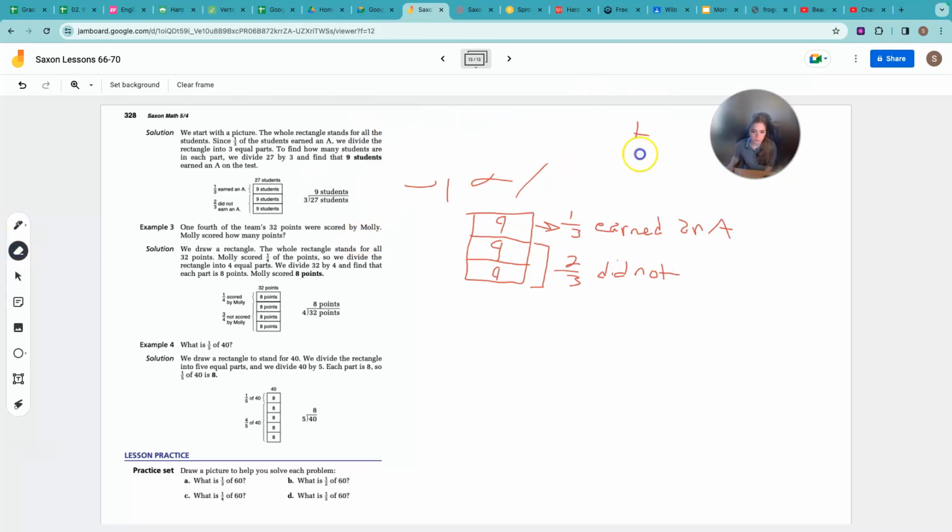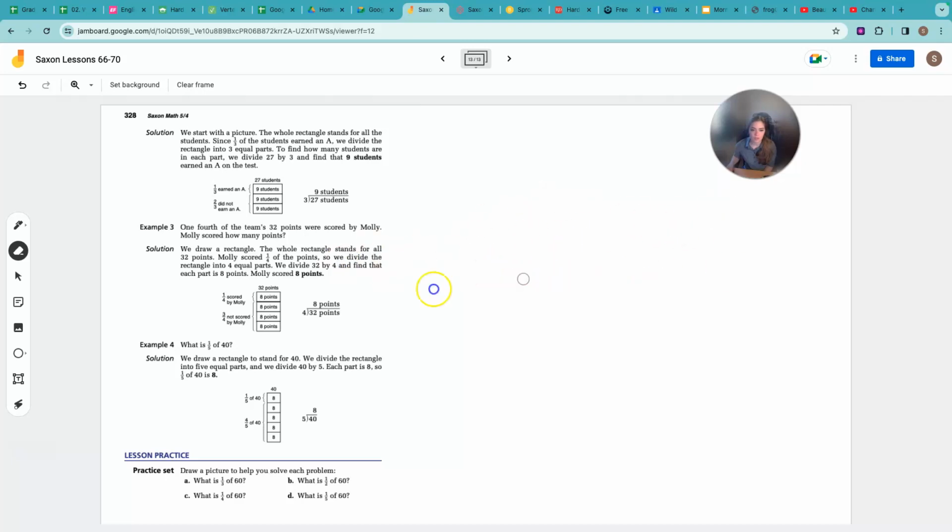Okay. It says 1/4 of the team's 32 points were scored by Molly. Molly scored how many points? So what's the fraction they give us? 1/4. It says 1/4 of the team's 32 points. So that 32 is the number we're given. Molly scored how many points? What are we going to divide 32 by? We would divide it by 4. So we know that 8 times 4 equals 32. So we know that she would have scored 8 points.